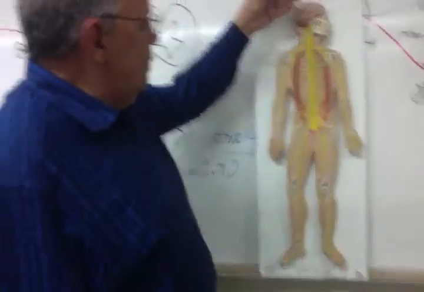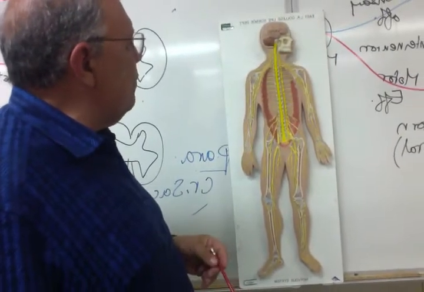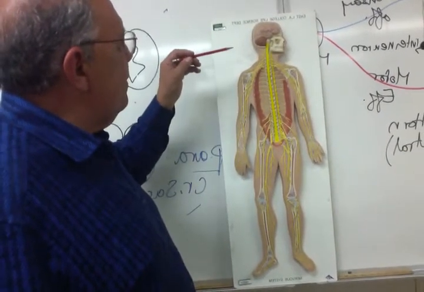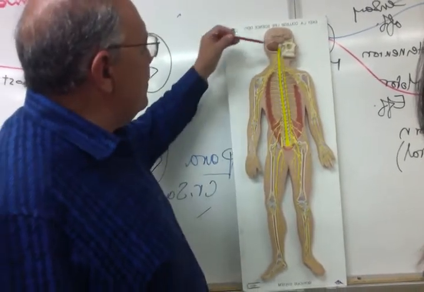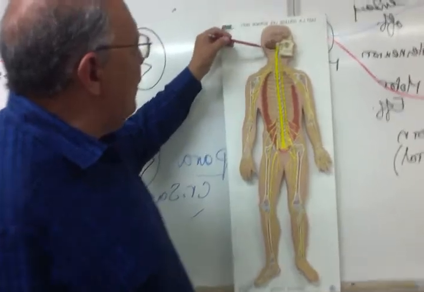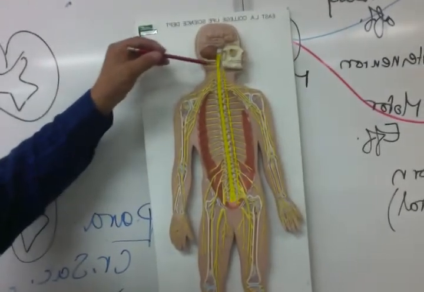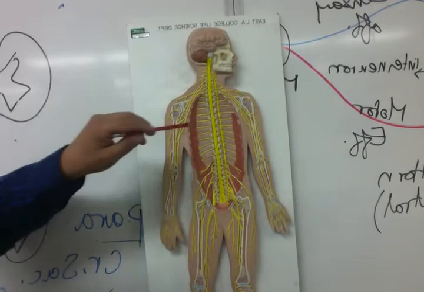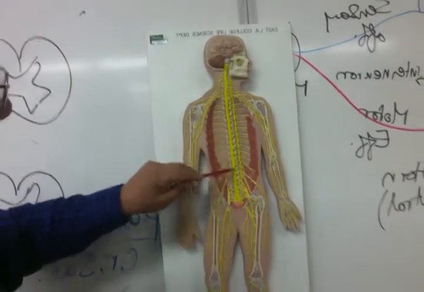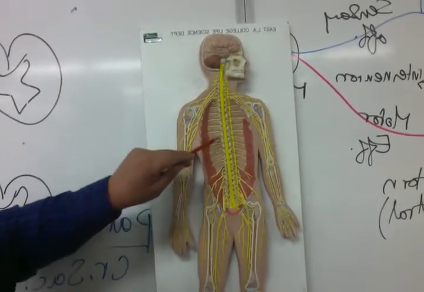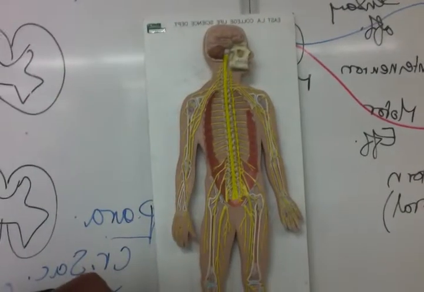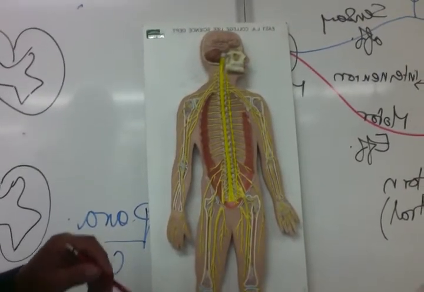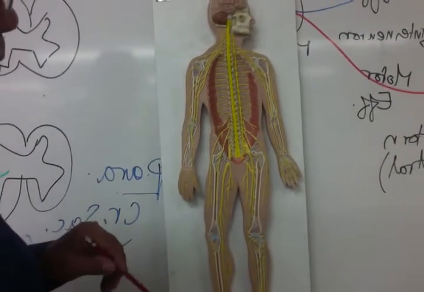If you're looking for the peripheral nervous system, this is a mannequin showing the peripheral nervous system. We have the autonomic nervous system and the somatic nervous system. Somatic nervous system is going to be made by 12 cranial nerves coming from the brain. And the spinal nerves are going to be 31 pairs coming out from the spinal cord on each side of the spinal cord. Autonomic nervous system is made by sympathetic and the parasympathetic.